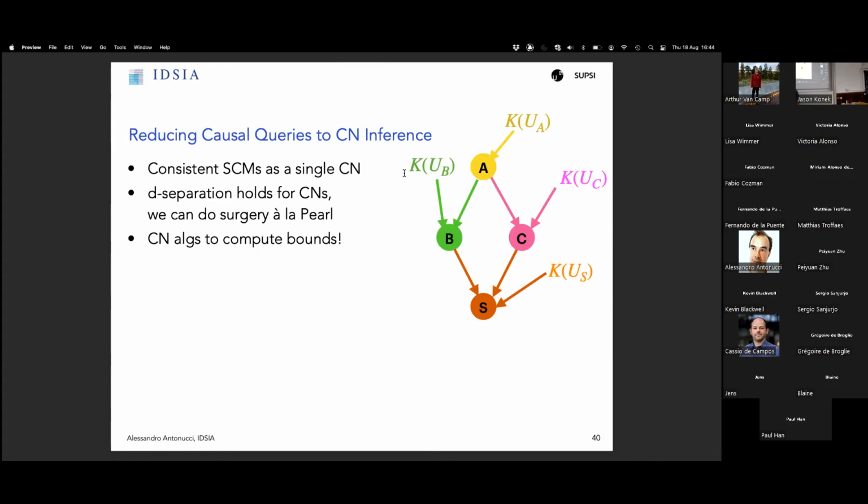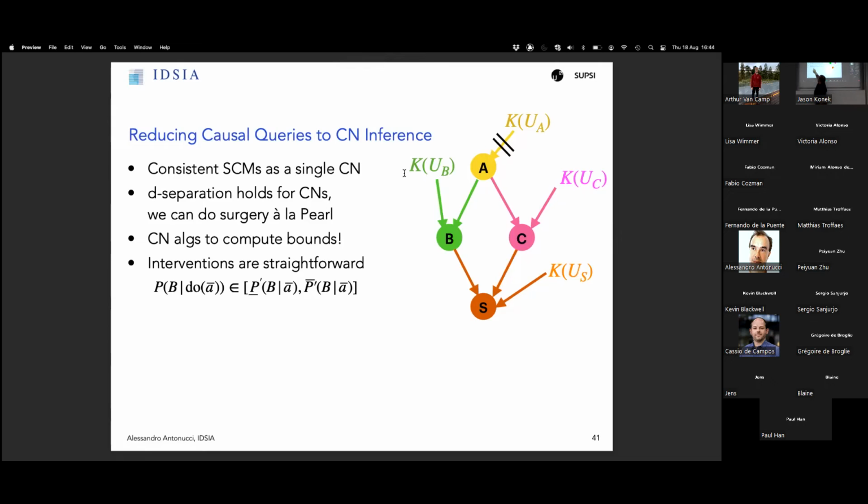So let's say that we were interested in this query. Because of the intervention, we have to remove the incoming arcs on the variables on which we did the intervention. After that, we just have an observational query on the credal network. We have inference algorithms to compute the query in the credal network. If the query is non-identifiable, the algorithm will give us the lower and the upper bound of the query.